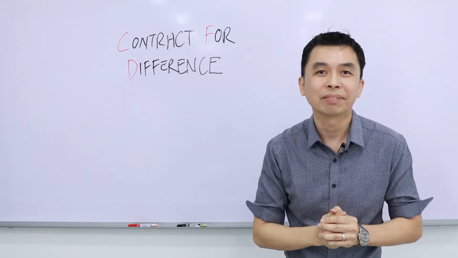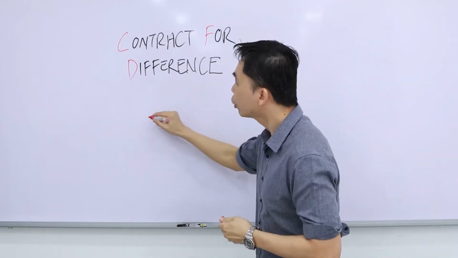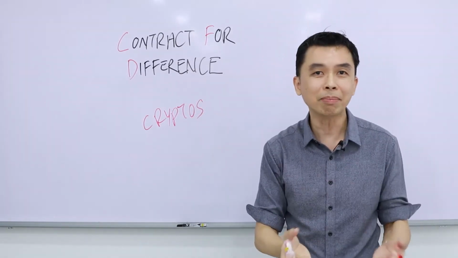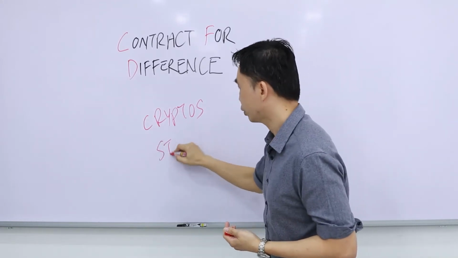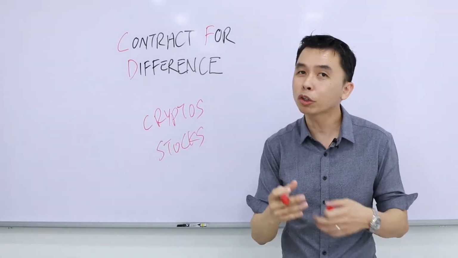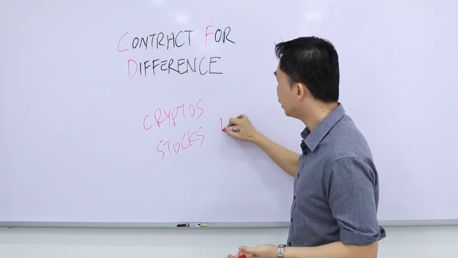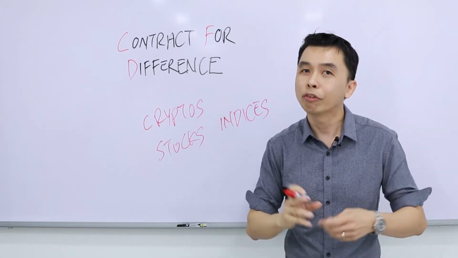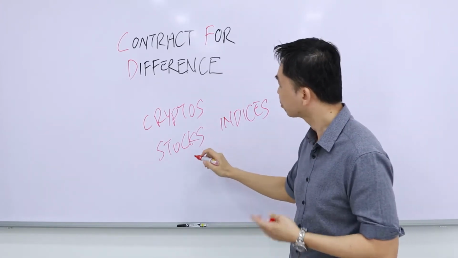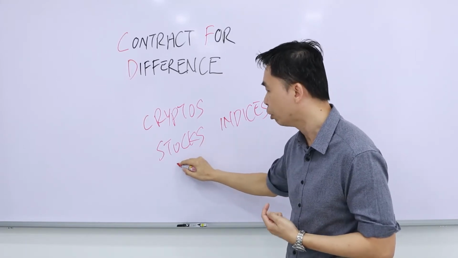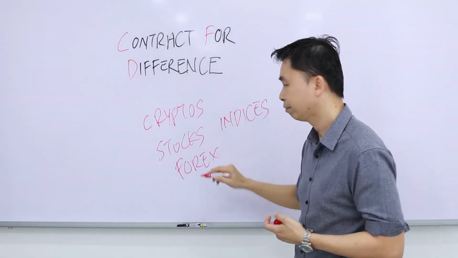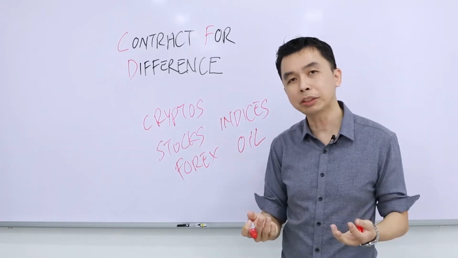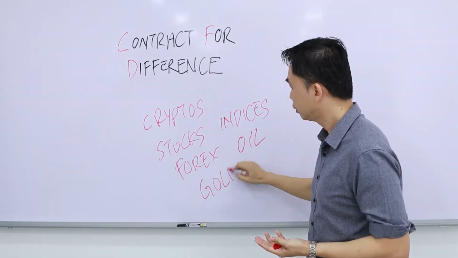In our context here, an asset could be a cryptocurrency like Bitcoin, Ethereum, etc. It could be stocks like Facebook, Google, Amazon. And it could be indices, which is the Dow Jones, Nasdaq, FTSE 100, etc. Another example, it could also be Forex, oil as a commodity, or the precious metal bullion, gold, silver.